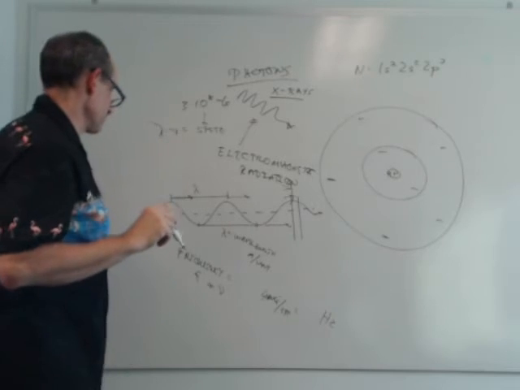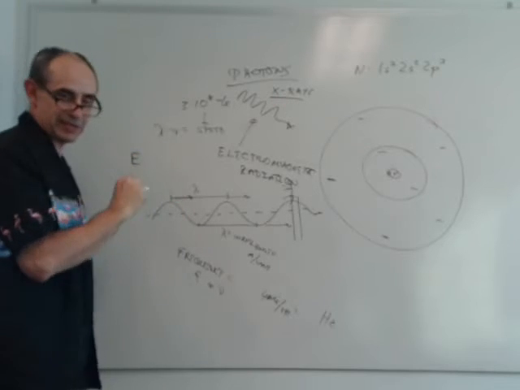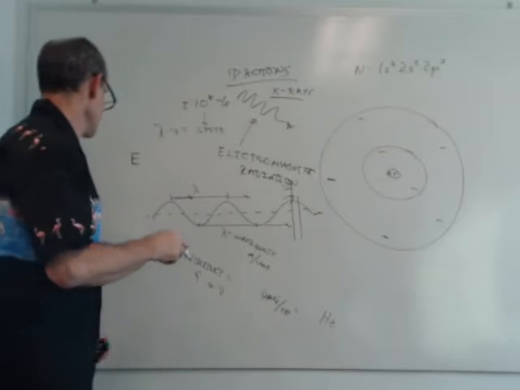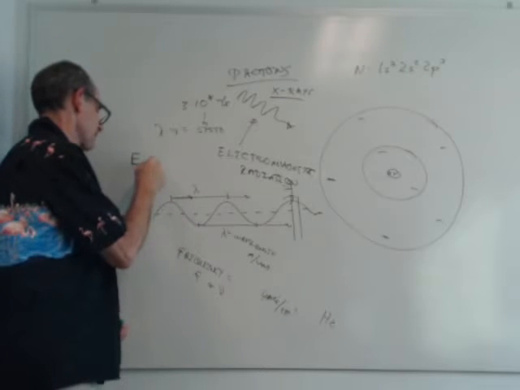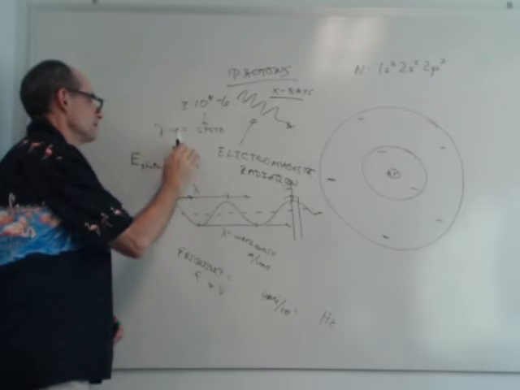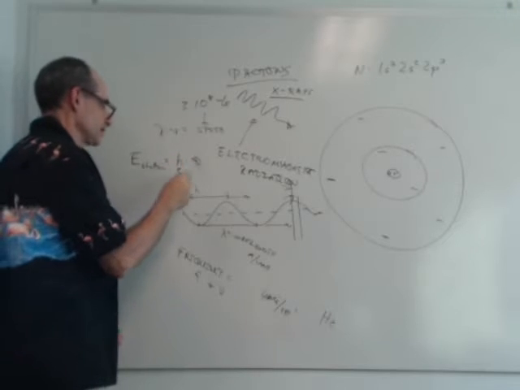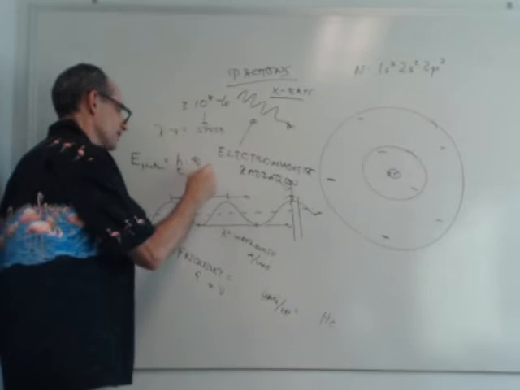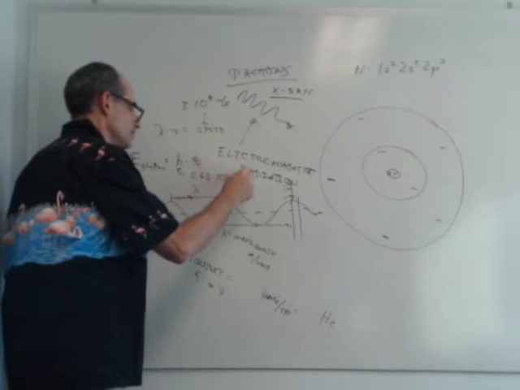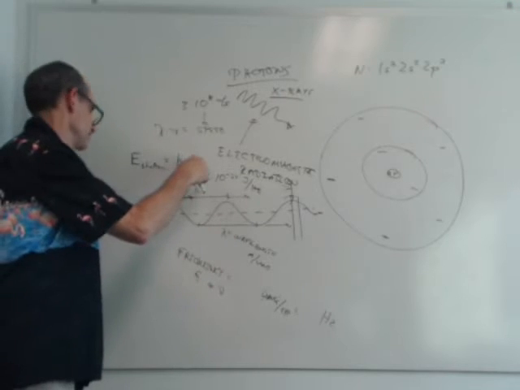The other important formula to know about light is that the energy of a photon, and this is unique to light, this won't work for water waves or sound waves or waves in a guitar string, is proportional to the frequency. I'm going to use nu for frequency here. The constant of proportionality, called Planck's constant, has a value of 6.63 times 10 to the negative 34 joules per hertz.